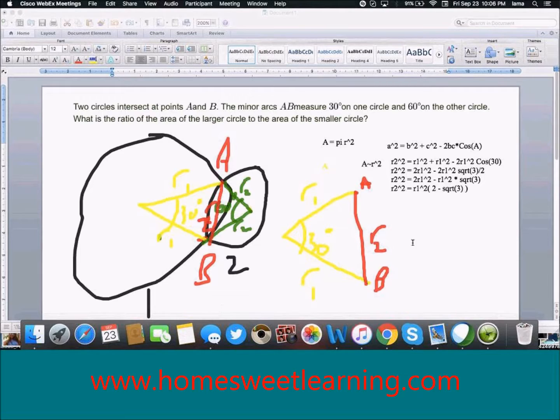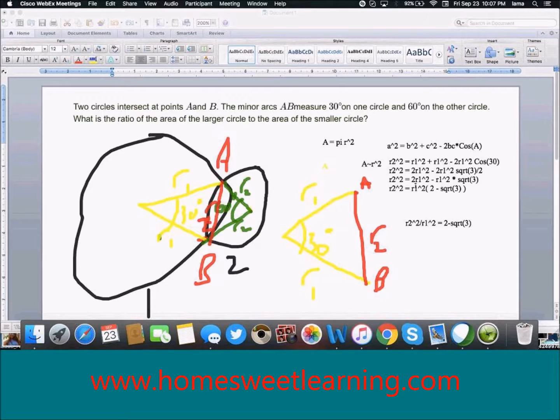And then finally, we said earlier that the ratio between the two areas is going to be the same as the ratio between the two radiuses squared, sorry. So we see that the ratio between R2 squared and R1 squared is 2 minus the square root of 3. So that's your final answer. Another way to say it would be R2 squared over R1 squared equals 2 minus the square root of 3.